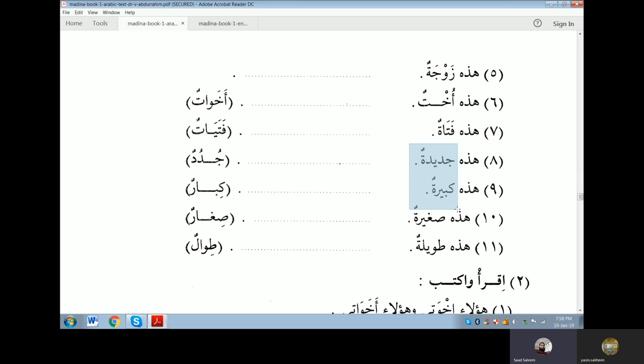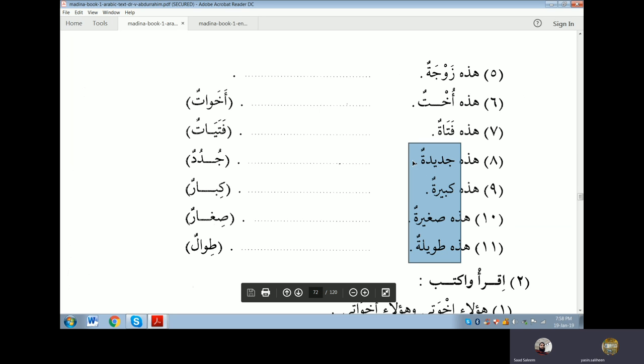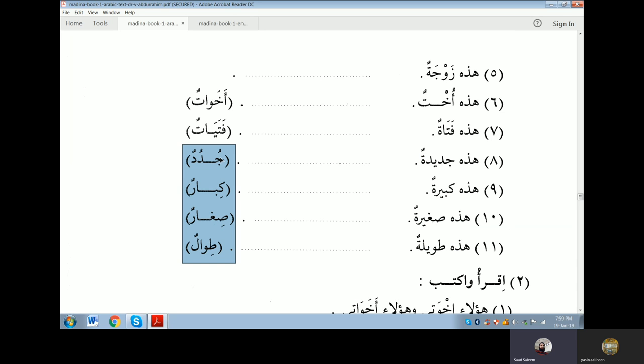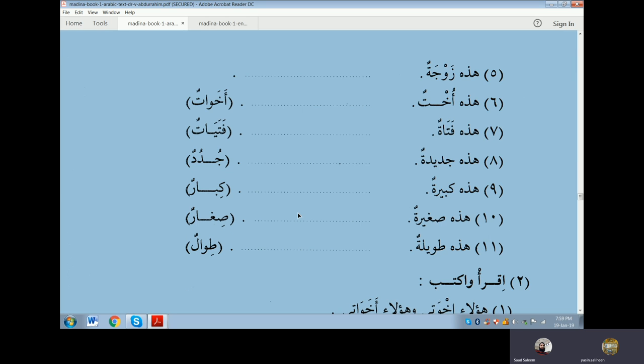Okay, now note one thing here. These words, jadidatun, kabiratun, saghiratun, tawilatun, these are feminine adjectives. They are used only for feminine. But their plural, jududun, kibarun, sighārun, tiwalun, is used for both masculine and feminine. Okay? Let me write that down.